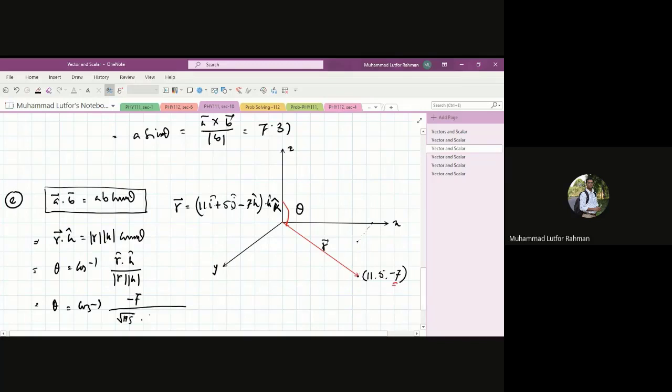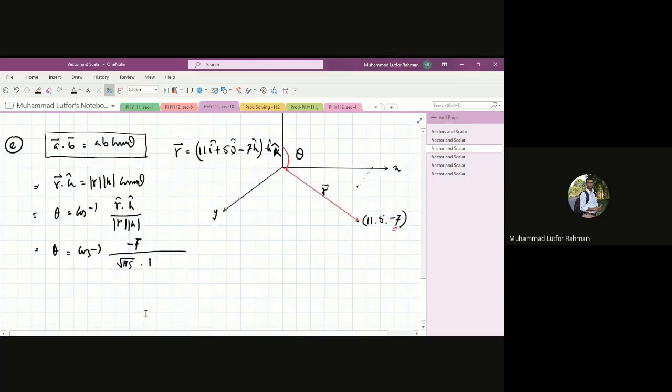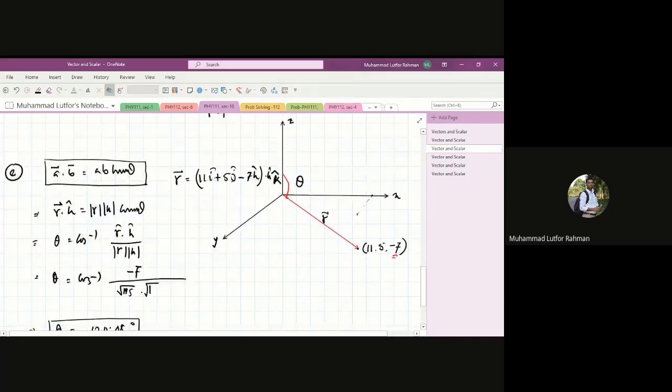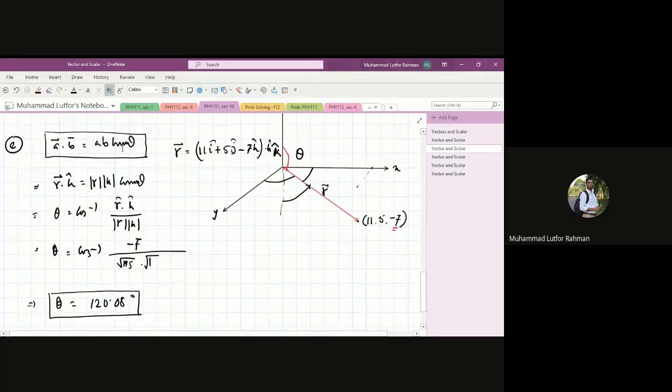And the magnitude of K is basically root 1, which is 1. Then this angle theta would be 120.08 degrees. That's the angle between this vector R and the positive z-axis. I can find it with any axis in that way. If they ask me with the y-axis, the x-axis, or even the negative z, negative x, negative y, with any axis I can find it with any vector in that way. That's why he said this formula is a very powerful formula.